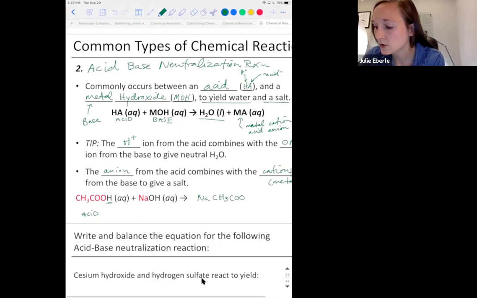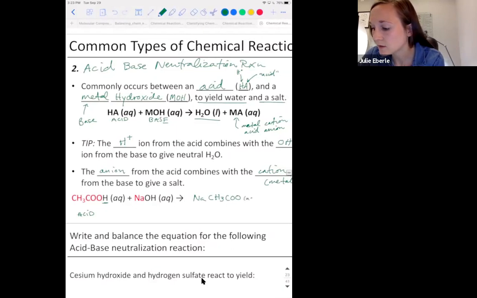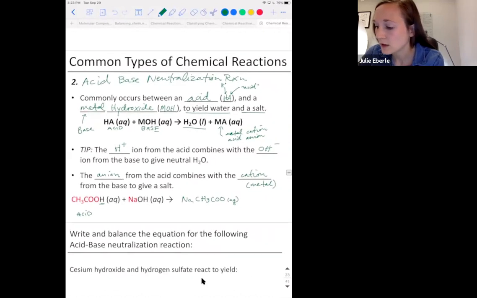Okay, that's your salt, and this is aqueous because anything with sodium in it is soluble, if you remember from the solubility rules. And you're going to get water, H and OH. And that is a liquid, okay? So how do you know if you have an acid-base reaction on your hands?